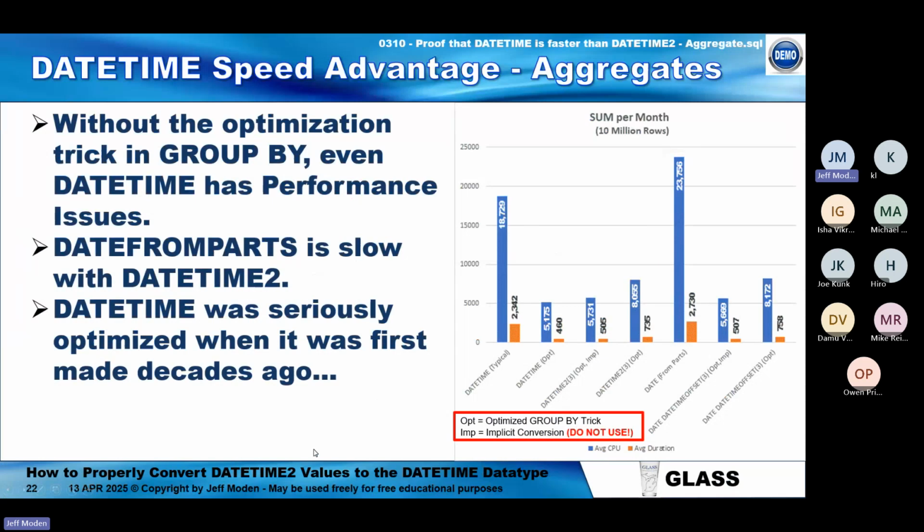DateTime was seriously optimized when it was made decades ago. Like I said before, people really put some good work into it, and it shows right here. This is DateTime2, DateTime2.3 optimized. It took almost 8 seconds and 735 milliseconds for duration.